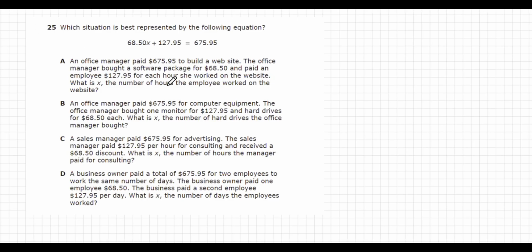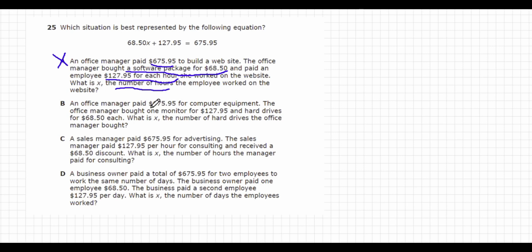Question number 25. Which situation is best represented by the following equation? Option A. An office manager paid $675.95 to build a website. The office manager bought a software package for $68.50 and paid an employee $127.95 for each hour she worked on the website. What is X, the number of hours the employee worked on the website? Notice the $127.95 for each hour, which means $127.95 multiplied by X. Hence, option A is not correct.